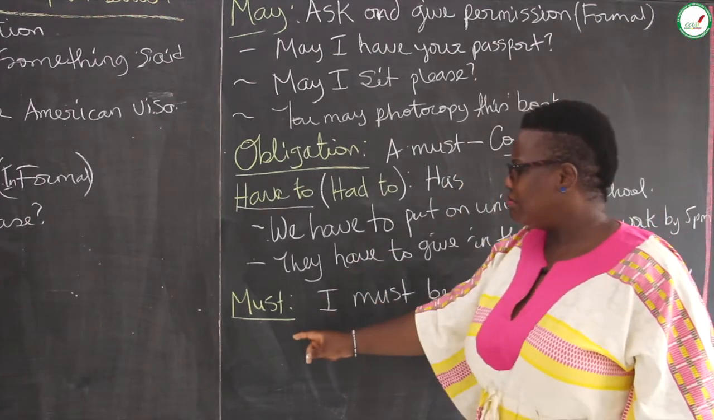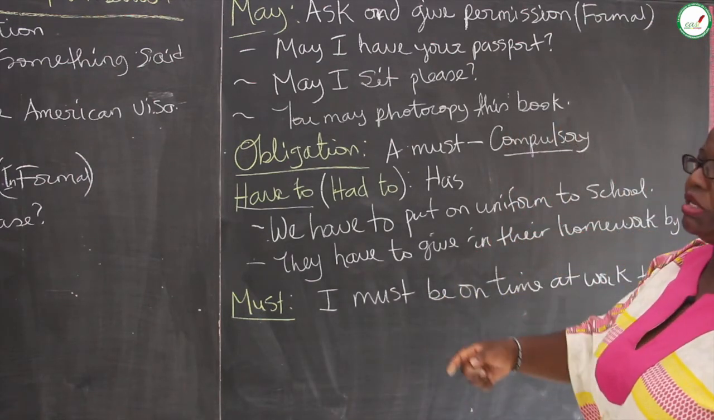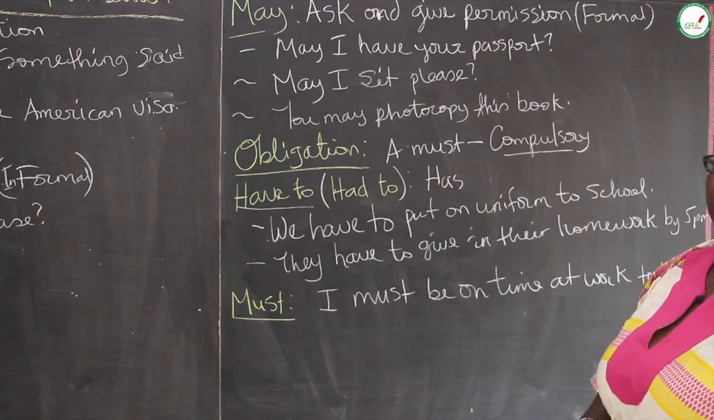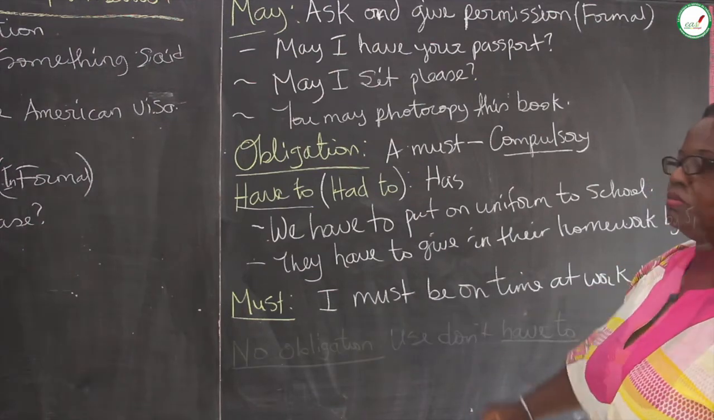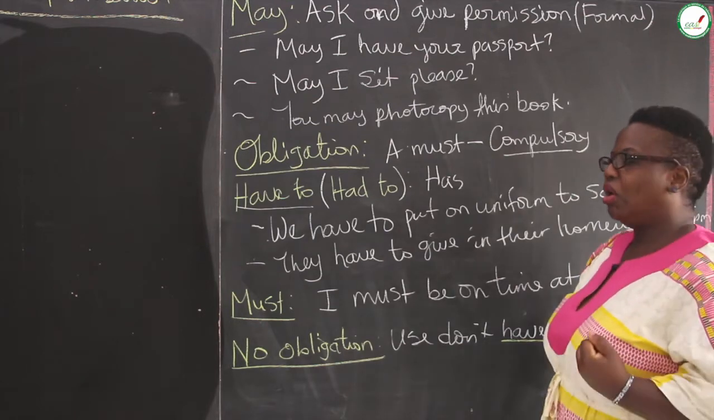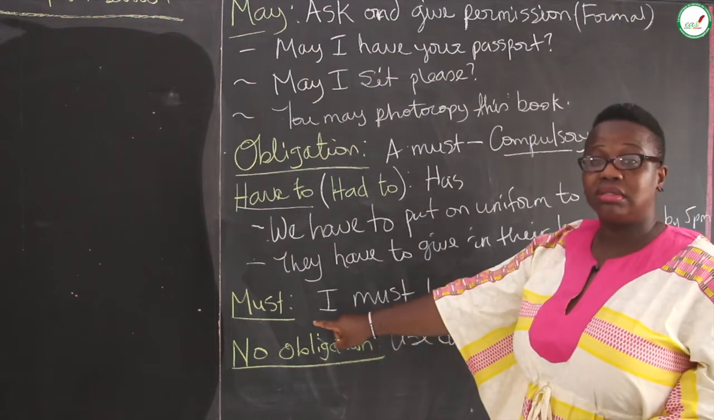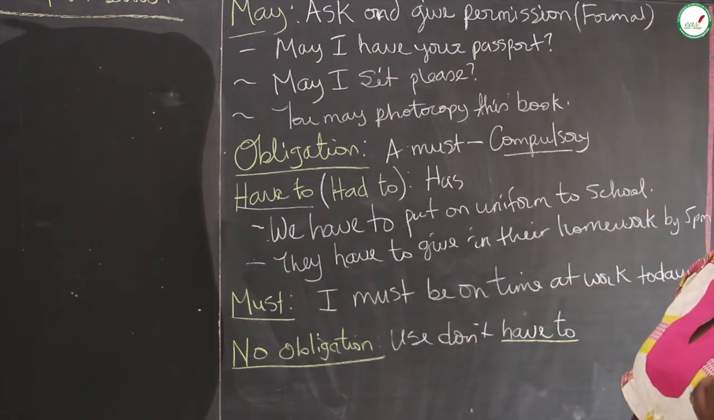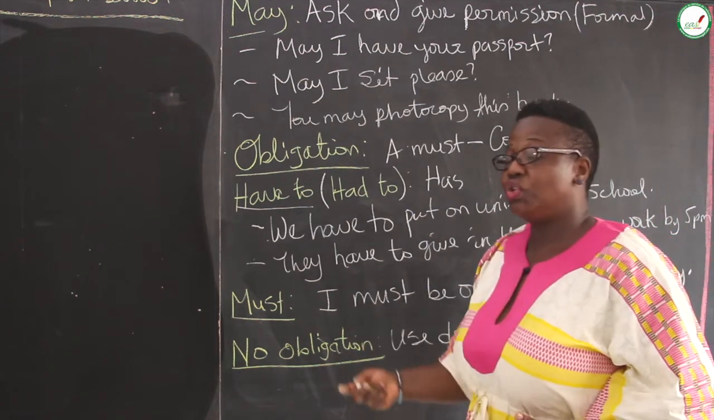So have to is when you follow rules. Must is an obligation, but something that you decide. I must be there. She must have her hair combed. I must do my homework. Must is a strong obligation, it's a necessity. It means you really don't have a choice about it.